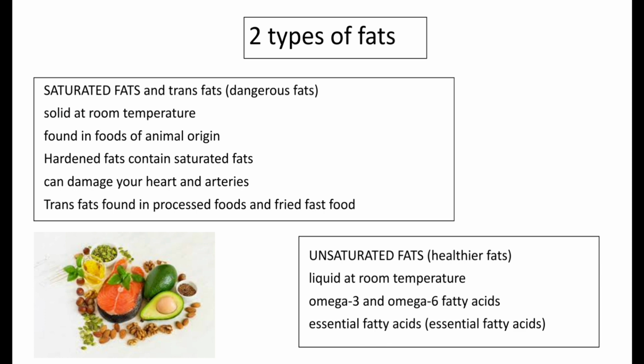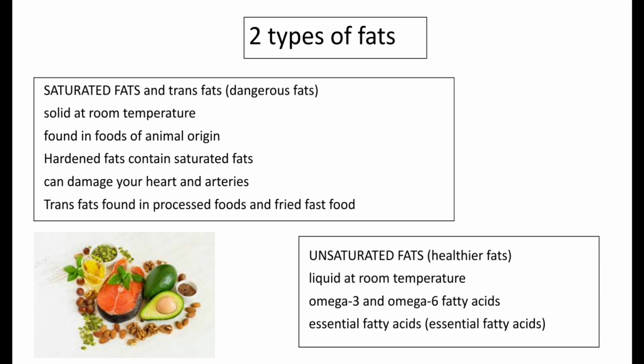Saturated fat is found in foods of animal origin, such as meat and dairy products, and hardened fats such as coconut and palm kernel oil or hydrogenated oil also contain saturated fat. This can damage your heart and arteries. Trans fat is found in most processed food and many fried fast food, such as French fries. They make food stay fresh longer.